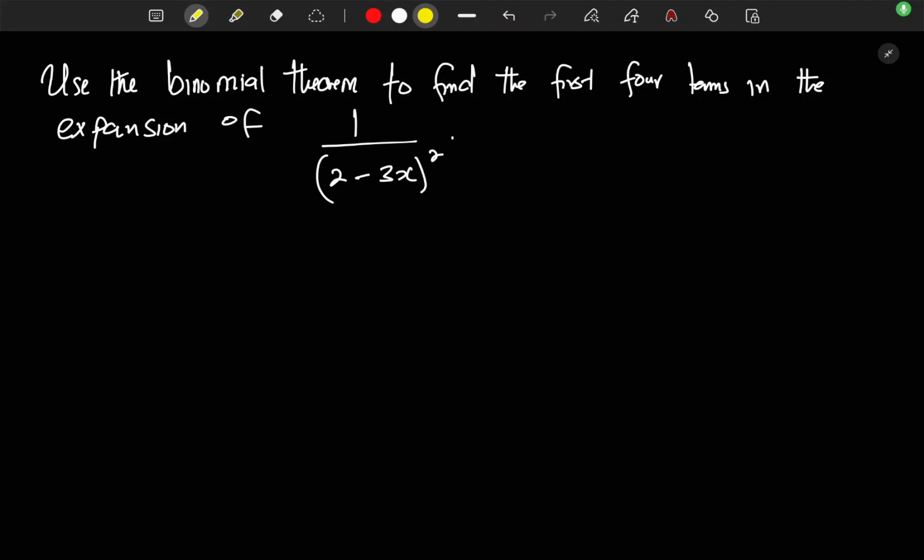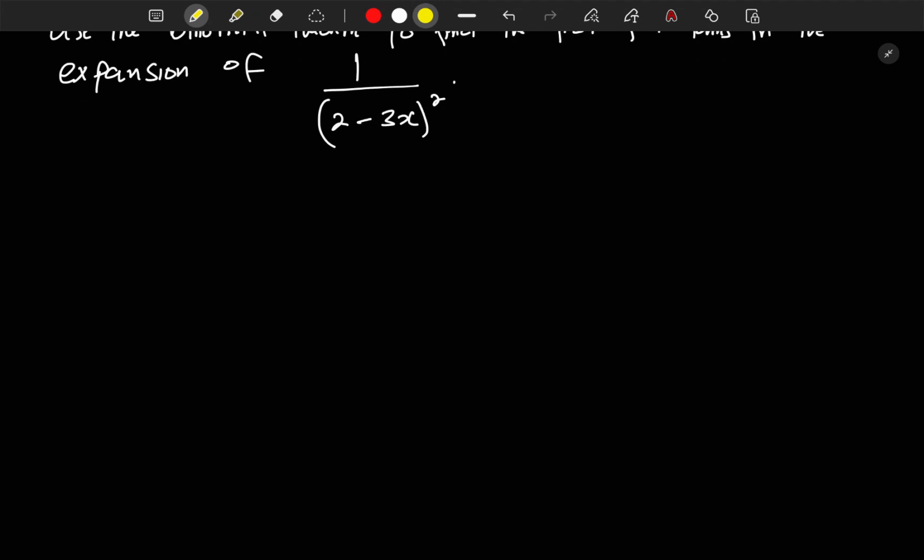Okay, so we have a question here which says use the binomial theorem to find the first four terms in the expansion of 1 over (2 minus 3x) to the power 2. So step 1, we are going to reciprocate this so that it becomes (2 minus 3x) to the power negative 2, by laws of indices.